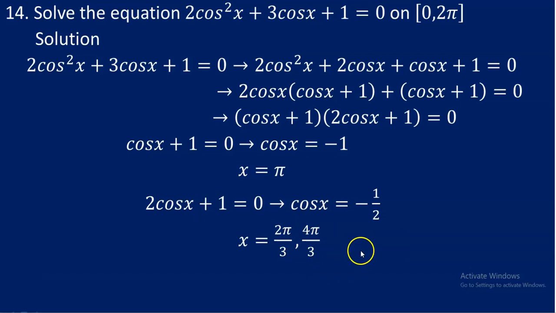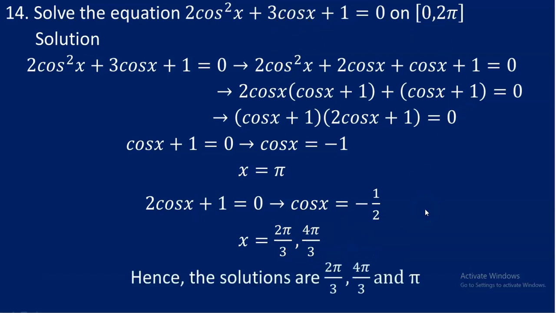Thus, all possible values that can satisfy this within the interval 0 to 2 pi are 2 pi over 3, 4 pi over 3, and pi. These are the three possible values that can satisfy our trigonometric equation within the interval 0 to 360 degrees, or 0 to 2 pi.